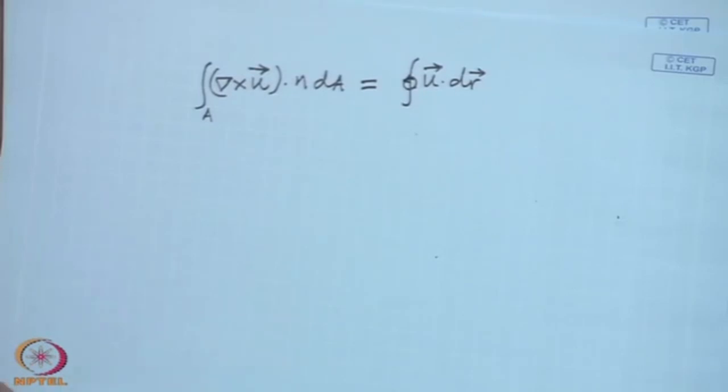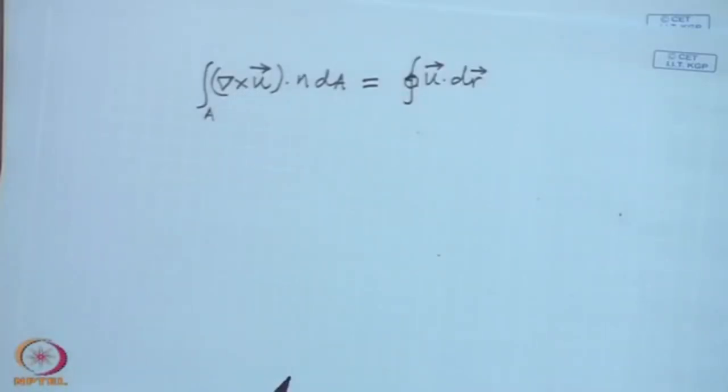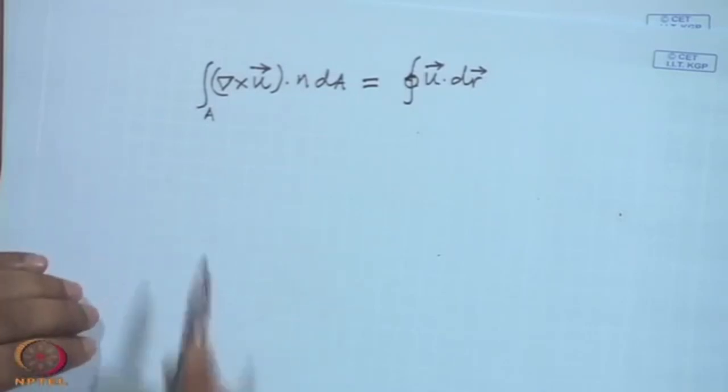Now, let us say that this area is small, we are considering a small area. Then within that small area, we can consider approximately that this curl of u or the vorticity is nearly uniform. Over a small region the vorticity is more or less uniform. Then what is the value of this left hand side integral?